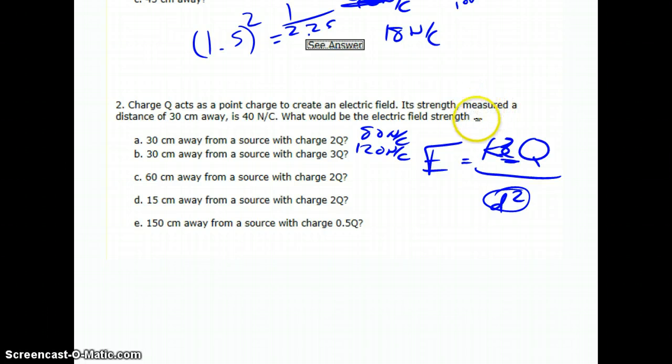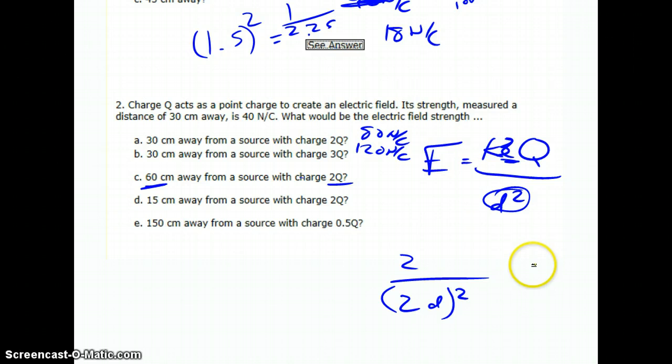So whatever factor you change the charge by, that's going to do exactly the same amount to the electric field strength. Now, if we change both the distance and the charge, then we have to look at both impacts. So in C here, we're doubling the distance, so that's going to be 2 times the distance, but we have to square that, so it's going to be 1/4. And at the same time, we're doubling the charge. So that's going to be an overall impact of 2 and an increase. So 2 over 4 is an overall change of 1/2. So it'll be 1/2 as much, it'll go down to 20 newtons per coulomb.